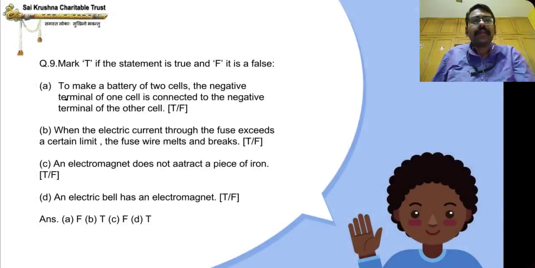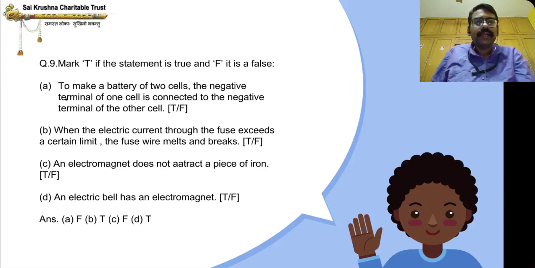Question number 9. Mark T if the statement is true and F if it is false. To make a battery of two cells, the negative terminal of one cell is connected to the negative terminal of the other cell. Is it true or false? No, it is false. Negative should be connected to the positive terminal.